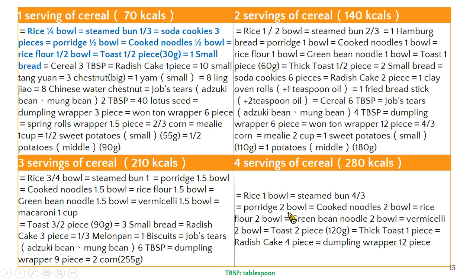One serving equals rice 1/4 bowl, equals steamed bun 1/3, equals soda cookies 3 pieces, or porridge 1/2 bowl, equals cooked noodles 1/2 bowl, equals rice flour 1/2 bowl, equals toast 1/2 piece around 30 grams, equals 1 small bread.